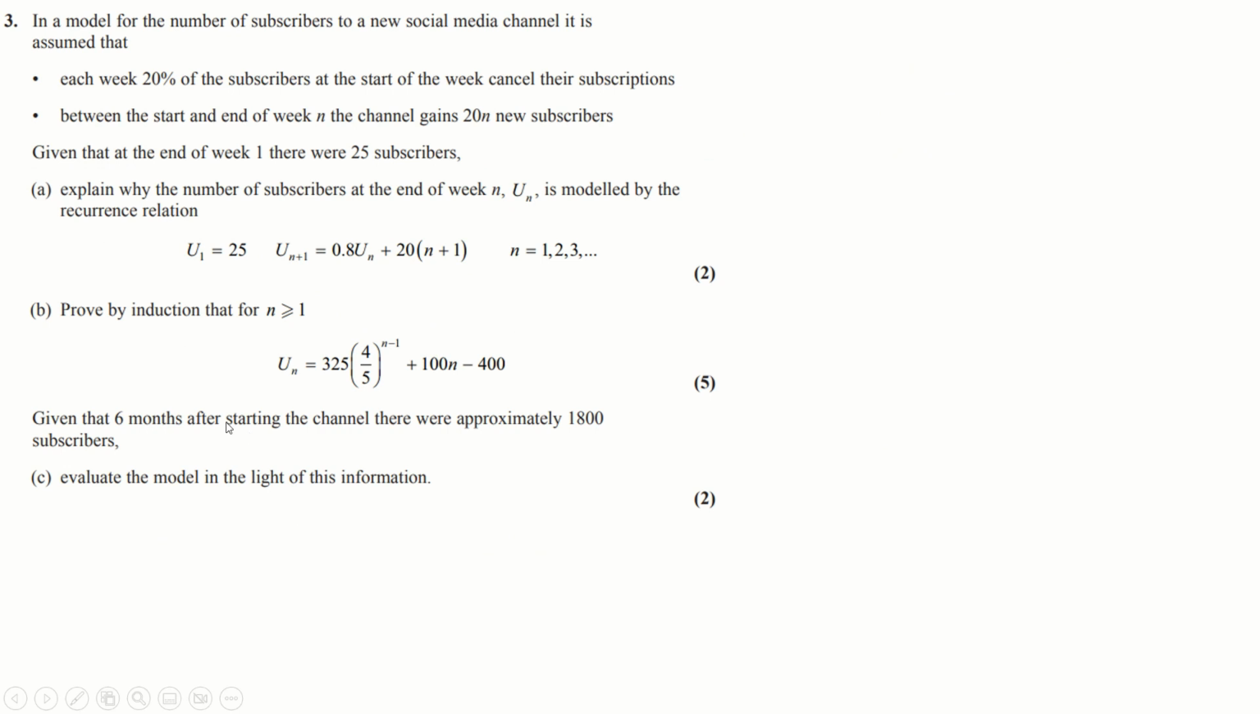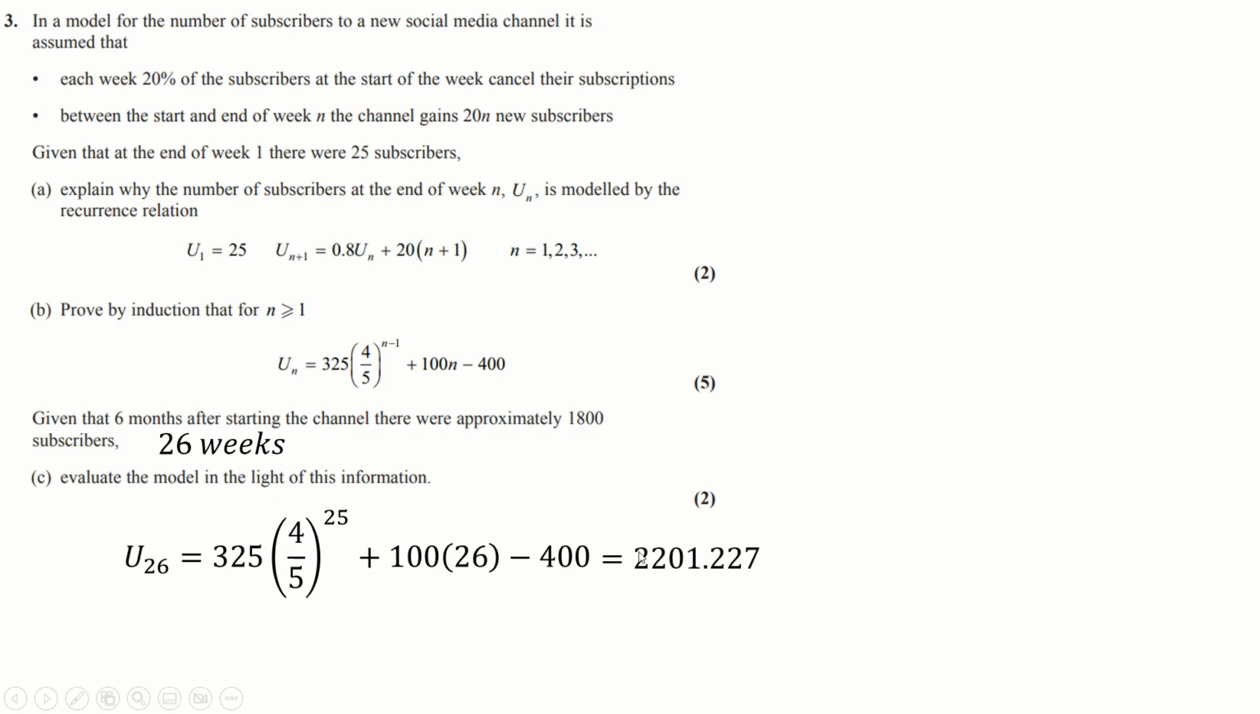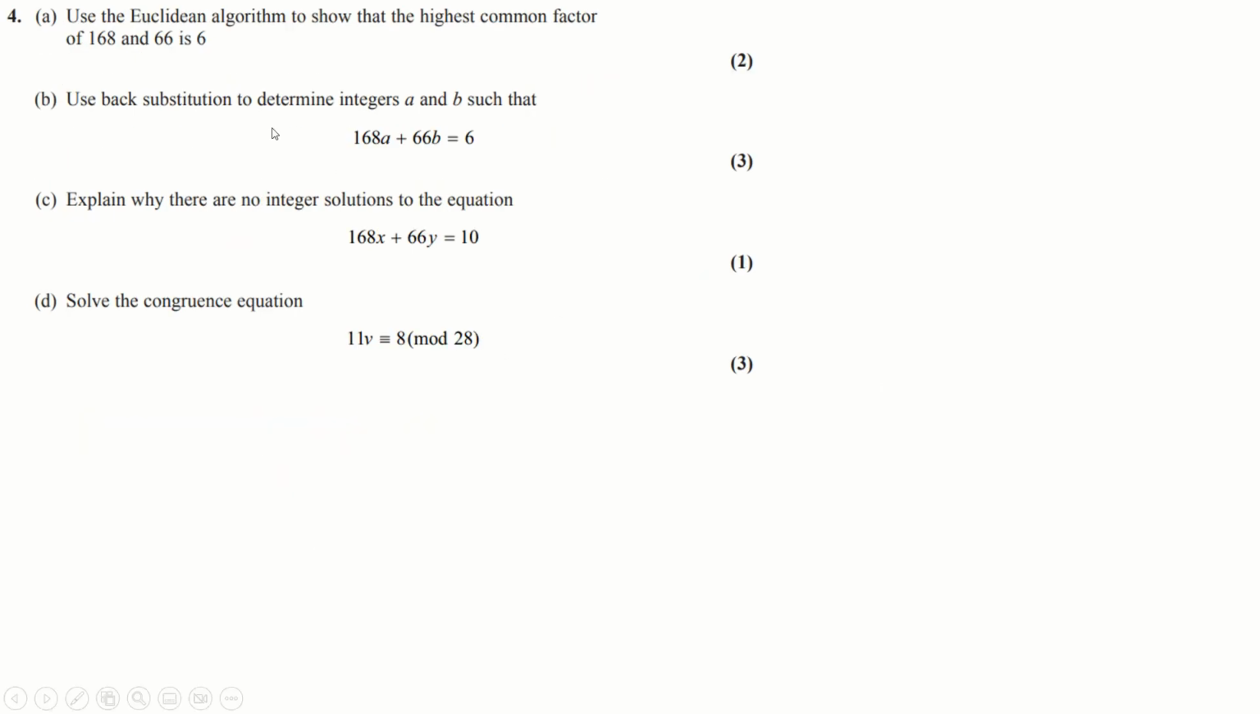Six months. I imagine lots of people messed up here because they didn't read that n is measured in weeks. It's asked you for 6 months. I mean, a year is 52 weeks, so I just halved that to get 26 weeks, and then just threw 26 into there and calculated. That's quite a long way from that, I think, is what I said. I mean, it's not that far away, but whatever.